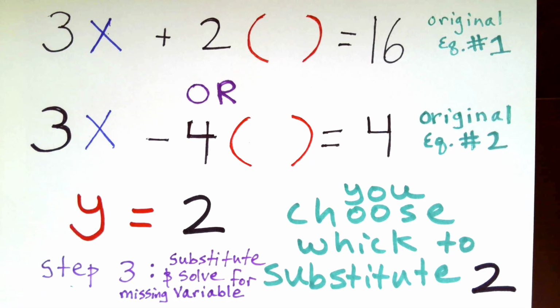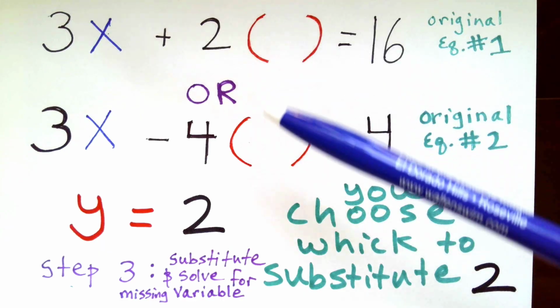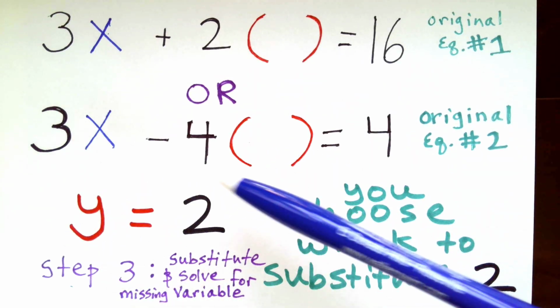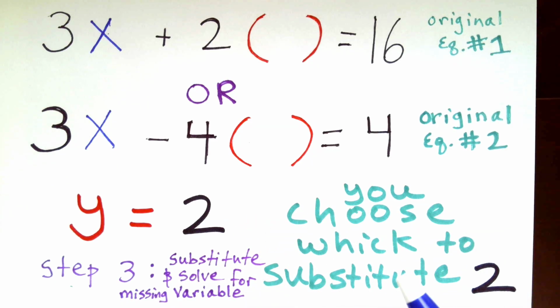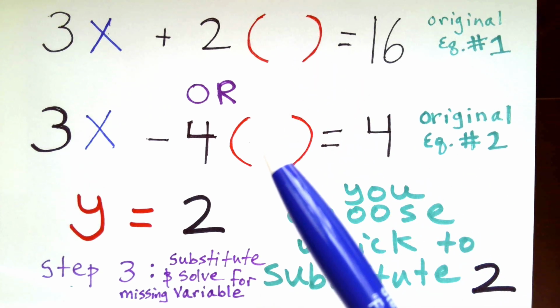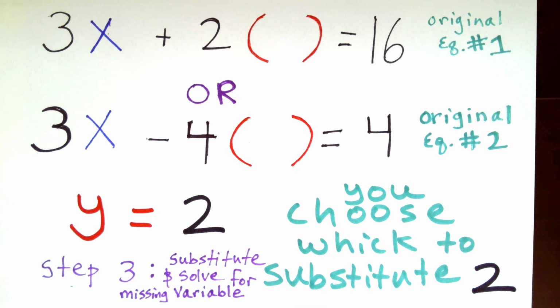Let's go ahead and continue where we left off. This is the elimination method. Now, you have two equations: your original equation number 1 and your original equation number 2. I've put parentheses around the y variable because we know what the value of y equals. It's equal to 2. Now you choose which equation, 1 or 2, you're going to substitute the value of 2 for y. Choose which one looks easier to solve for you. We're going to substitute and solve for that missing variable. That is our step number 3. Okay, let's get to it.